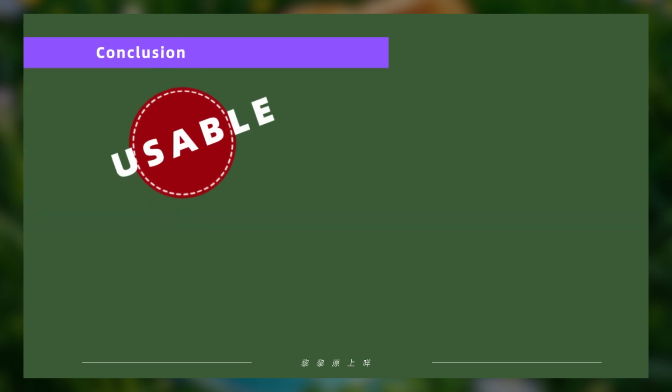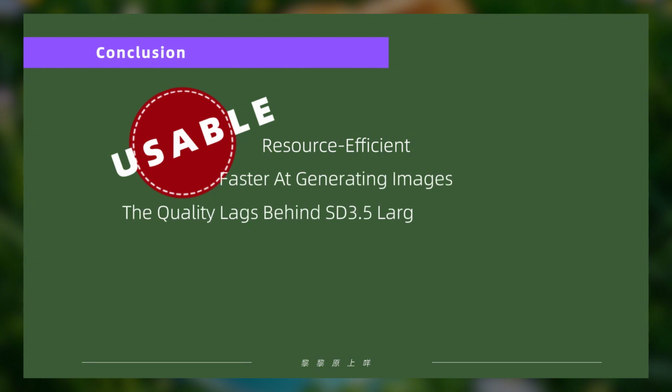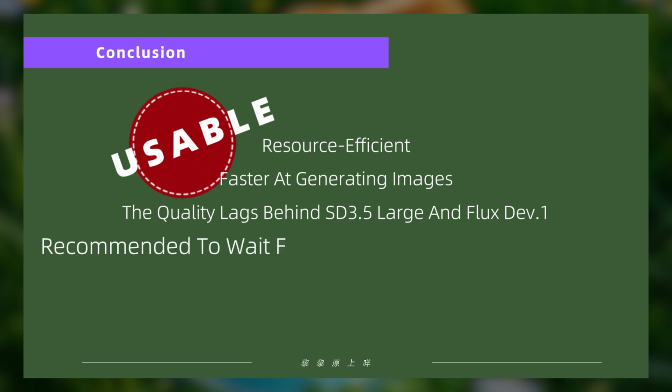Conclusion: SD3.5 Medium is usable, resource-efficient, and faster at generating images, though the quality lags behind SD3.5 Large and Flux. 0.1 dev recommended to wait for community fine-tuned versions.